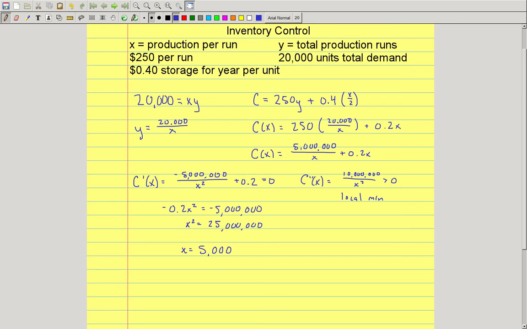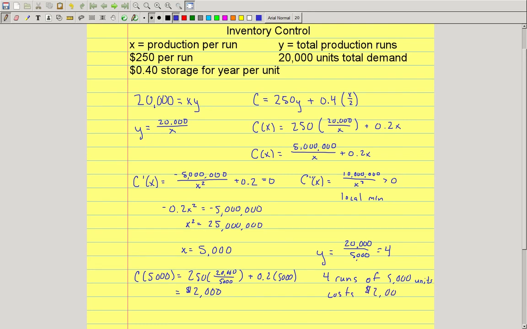All right, so let's plug in this value. We plug 5,000 into our cost function. And we see that the total cost for storage is going to be $2,000 per year. And to determine the total number of production runs, we plug in x to our equation for y, and we see that that value is equal to 4. So 4 runs of 5,000 units costs $2,000, which is a minimum for our problem.